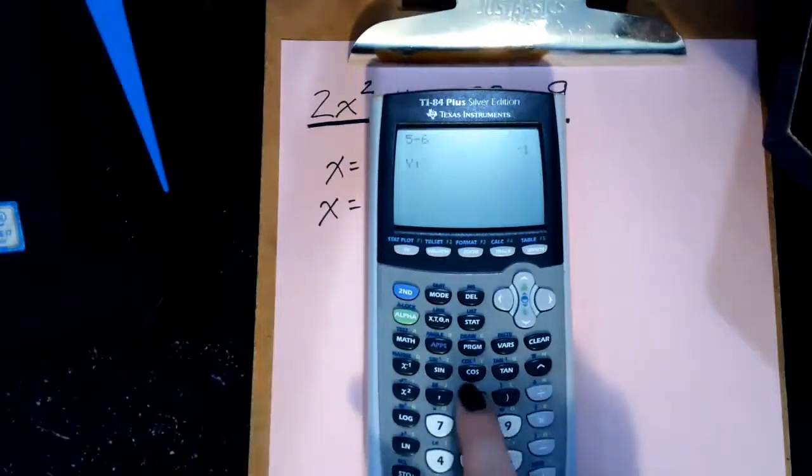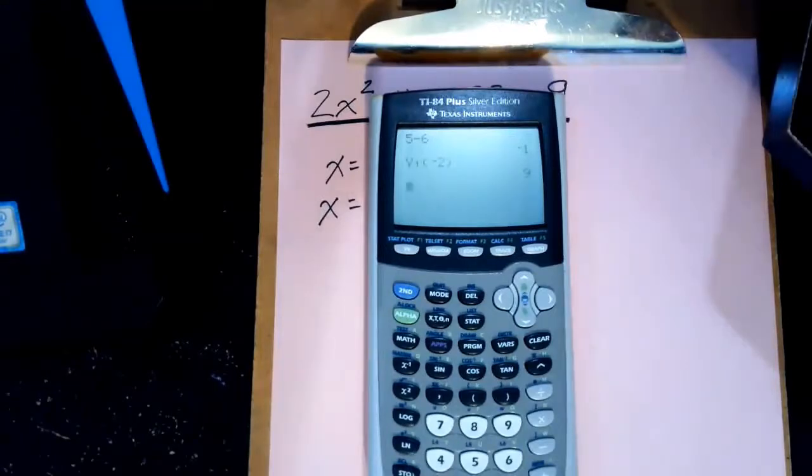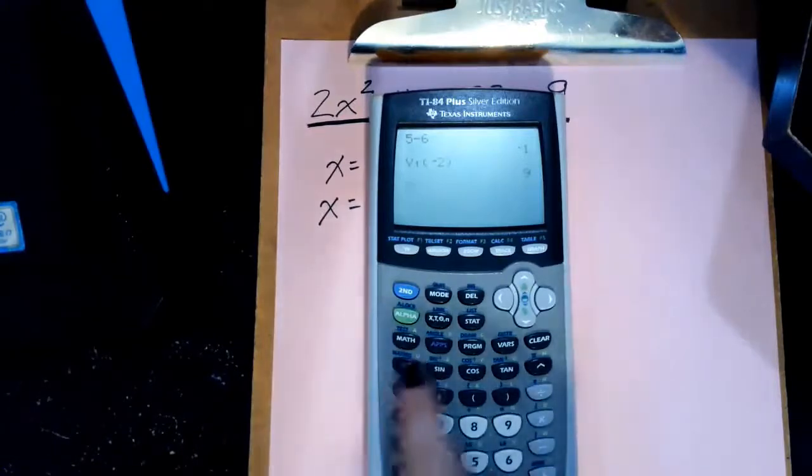Here's what you can do. Open a parenthesis, type in one of your solutions. It was -2. Close your parenthesis, hit enter. 9. What's this thing doing? This thing is evaluating y1 at -2. I can do it again.